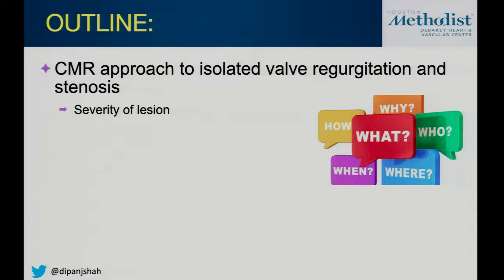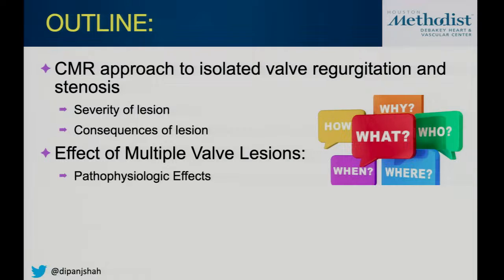So obviously important is to assess the severity of each lesion that you're dealing with, look at the consequences of that lesion on the chambers of the heart, and then important to recognize also some of the pathophysiologic effects when you have mixed lesions, and I think Steve already did a very nice job of talking about the effects when you have severe MR, it's going to lead to low flow across the aortic valve, and a few other things that I'll touch on.